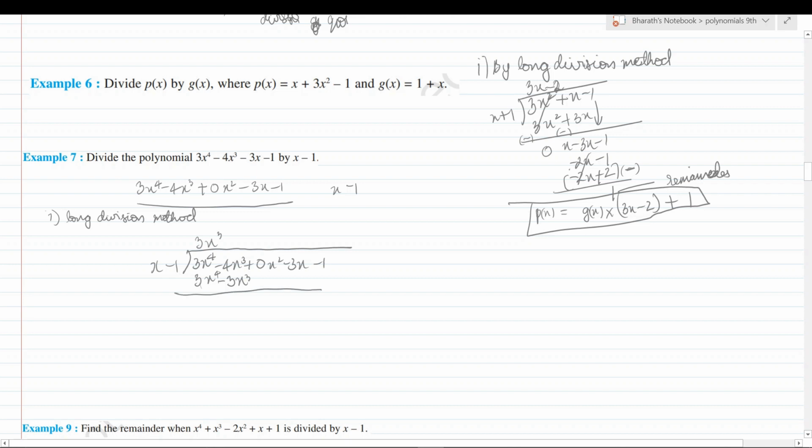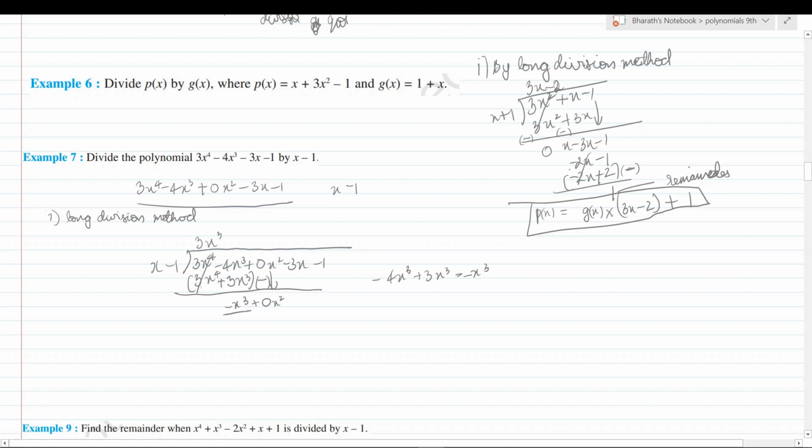When we multiply 3x cube into minus 1, we should always multiply the whole thing with the minus sign. So this whole thing gets cancelled and this becomes plus. So minus 4x cube, write down here minus 4x cube plus 3x cube gives us minus x cube. So write down here minus x cube plus 0, bringing this down here.